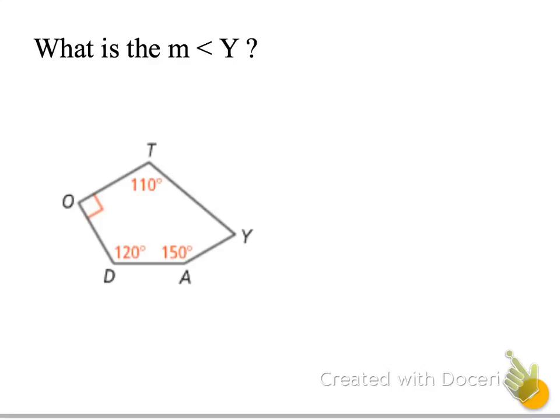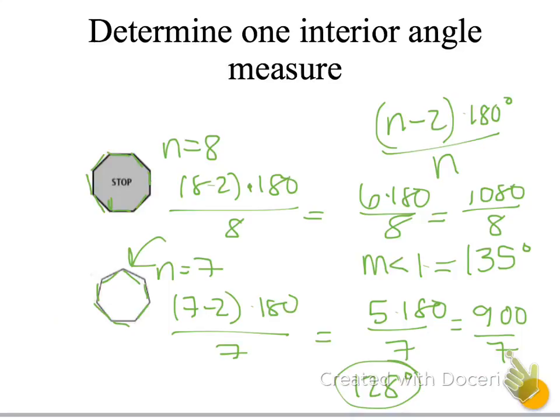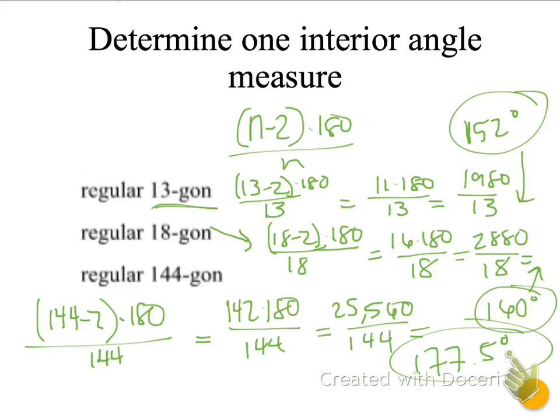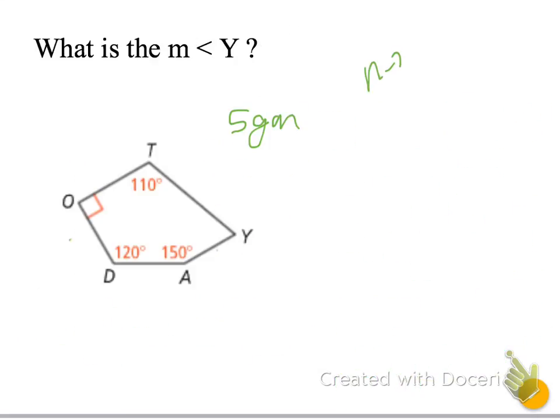Okay, what is the measure of angle Y? First, we have to figure out how many sides we got going here. So I got 1, 2, 3, 4, 5 sides. So we're just going to say it's a 5-gon. So we need to figure out how many degrees are in the interior here. So we're going to use the equation from before to determine how many degrees is in the inside of this. So n minus 2 all times 180.